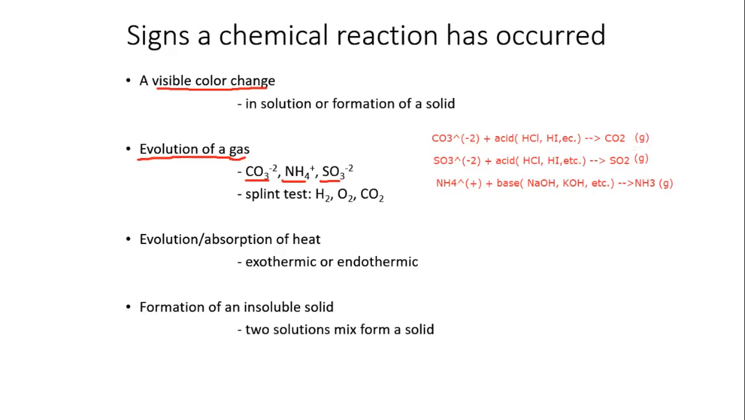Now the next series of evolution of gas we're going to talk about involves what was referred to as the splint test. So the splint test is where you take a match. We can have a little flame on it or an ember on it, and you put it in the presence of certain types of gases, it will behave differently.